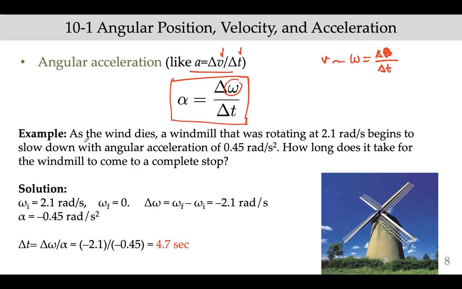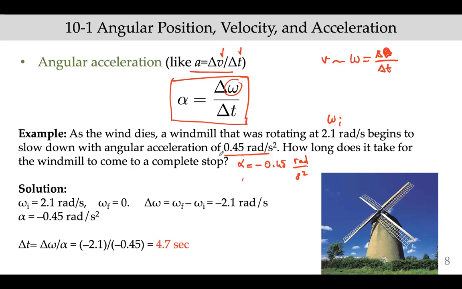Let's do an example here. We have a windmill here. As the wind dies, a windmill that was rotating at 2.1 radians per second, so this is the angular velocity initially, right? Let's call this omega i. It begins to slow down with angular acceleration. So this is the angular acceleration, alpha. But because it's slowing down, if you remember, the acceleration would be negative. So negative 0.45 radians per second squared. How long does it take for the windmill to come to a complete stop?